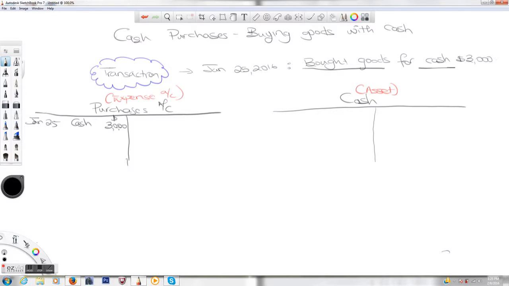And then cash. When we buy goods for cash, do we spend cash or do we get cash? Do we increase cash or we decrease cash? We decrease cash. Cash is an asset. To decrease an asset, we credit. So we credit the cash account because this transaction is decreasing our cash. So we say January 25, we bought goods. That's what purchases means, of an amount $3,000.